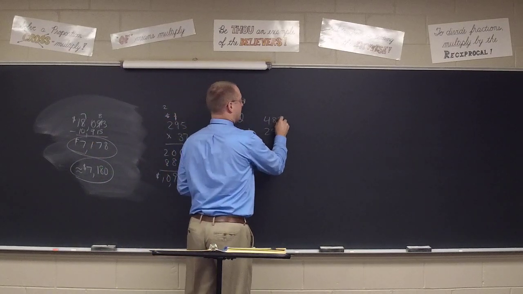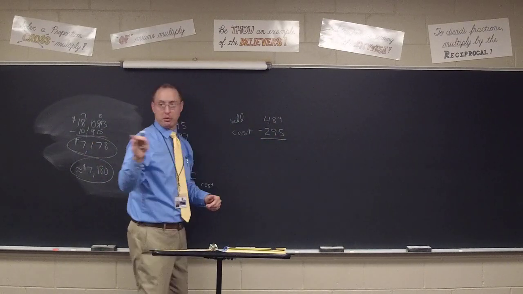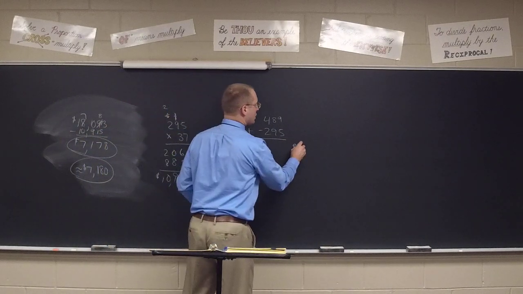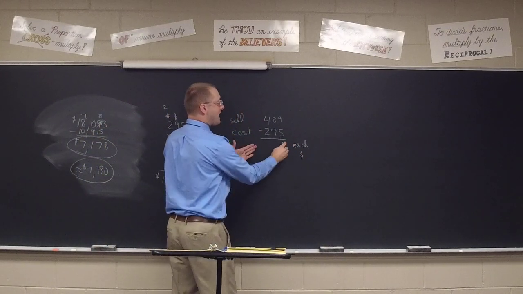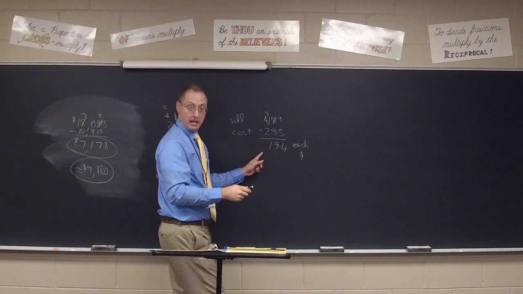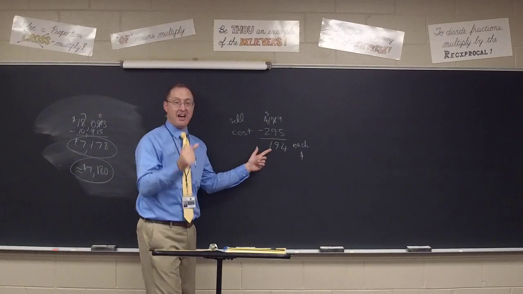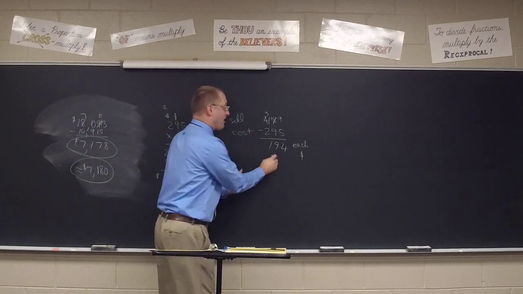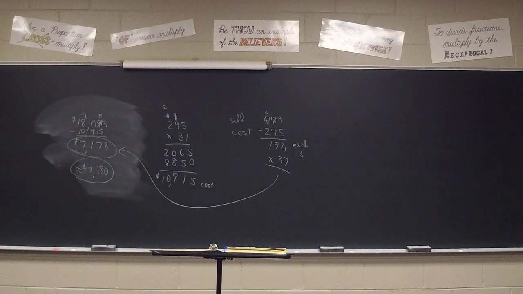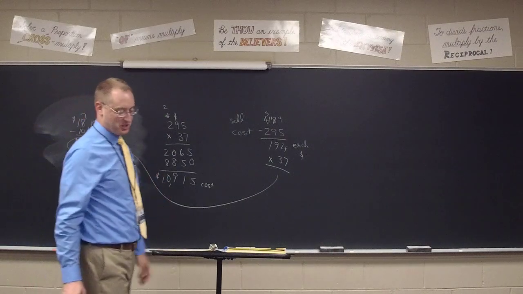$489. We could find, kind of like with Bryson, well, how much are we gonna make on each dishwasher? So each dishwasher, we're gonna make $194, right? If we're gonna make $194 on every single dishwasher, and there are 37 of them, that would also give you the same answer. So that's the other way you could do it. It doesn't really matter either way you go there, but that's what we should have gotten.